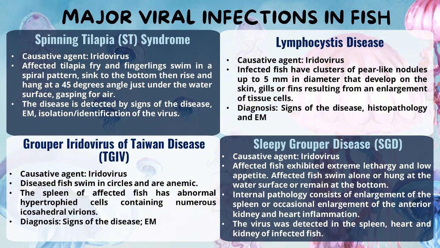Next is the lymphocystis disease. This viral infection is also caused by iridovirus. It affects Lates species and Signatus species. Infected fish have clusters of pearl-like nodules up to 5 mm in diameter that develop on the skin, gills, or fins, resulting from an enlargement of tissue cells.